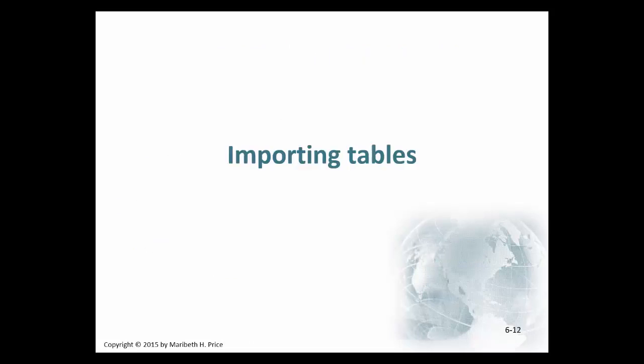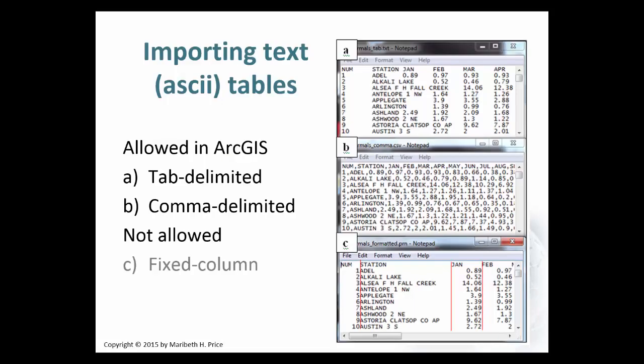The ability to work with standalone tables is what gives GIS its power and flexibility. Text tables can be easily created in Notepad, but they must be tab or comma delimited. That simply means that each field is separated by either a tab or a comma. The record values are still given in rows or lines of text beneath the field headers.